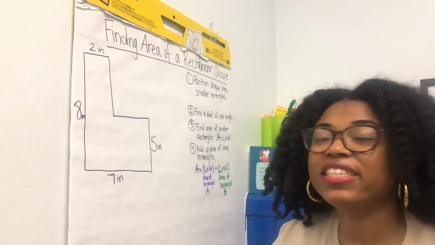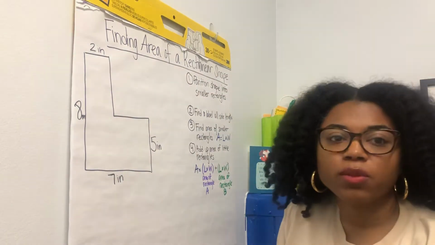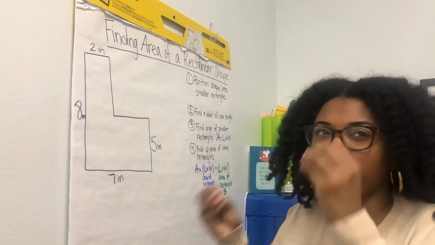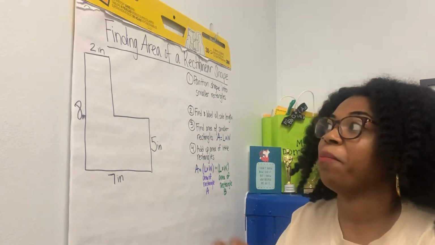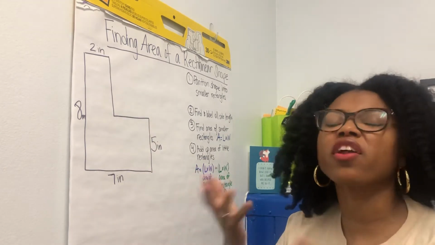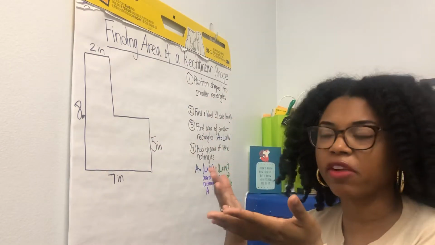Hello families, today we're going to be working on finding the area of a rectilinear shape. In class we talk about rectilinear shapes. They're just like weird shapes that are made of multiple rectangles. And it's hard to find the area of these shapes because you can't just use a regular area model. You just have to kind of cut up the shapes to make rectangles.